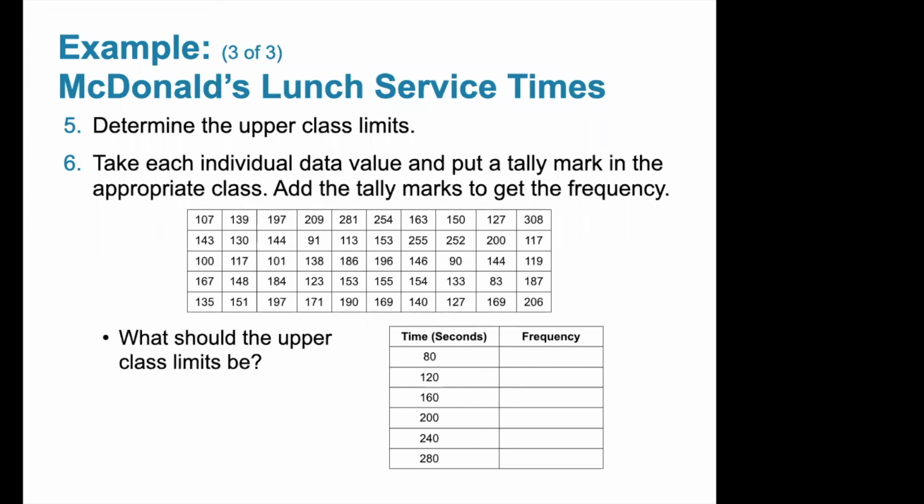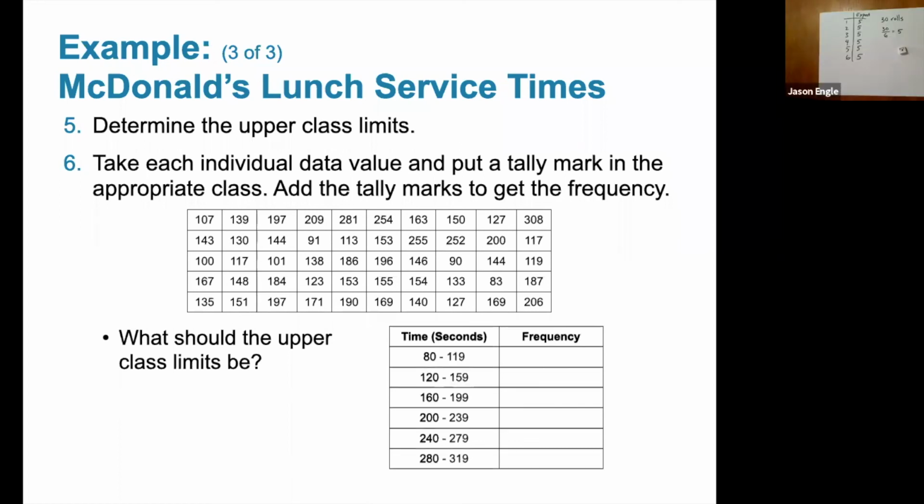So the first class is going to go from 80 to 119. The second class will go from 120 to 159 because 159 is one less than 160. See what I mean? So you can really just take the lower class limit of the next class and subtract 1.